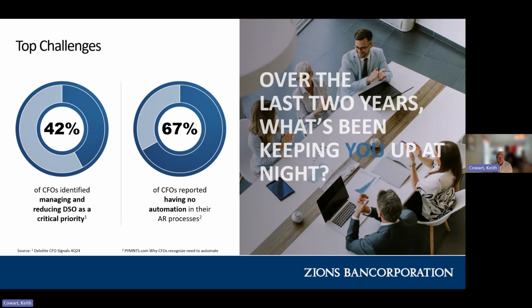And then 67% of the CFOs reported having no automation in their AR processes. So they want to reduce DSO, and it is a critical priority for them. However, everything they're doing is manual. So those two things certainly don't go hand in hand. So they're looking for ways to automate and even leverage AI in their processes to help them improve.